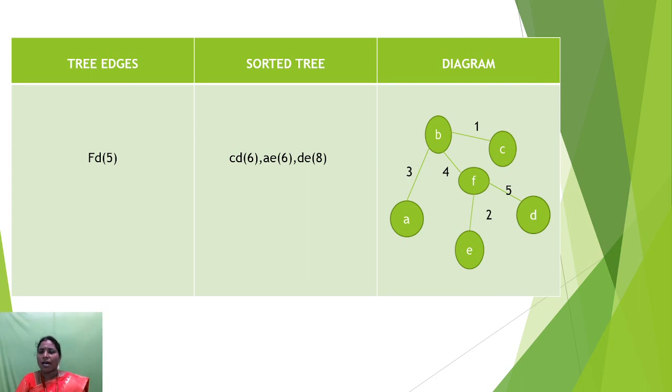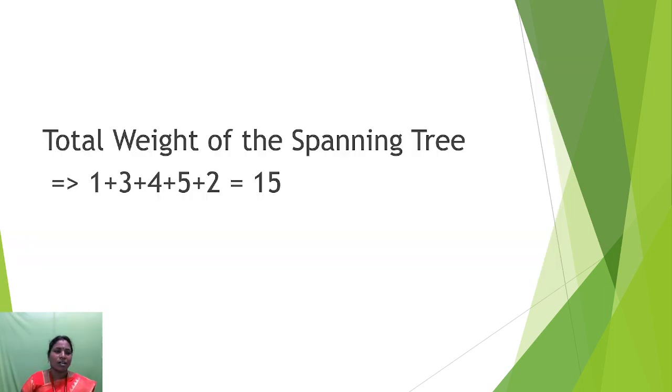Okay, so now I collect the weightages from this diagram. BC has a weightage of 1, AB has a weightage of 3, BF has a weightage of 4, DF has a weightage of 5, and EF has a weightage of 2. Now I choose all the weightages and add them together. The total weight of the spanning tree is 1 plus 3 plus 4 plus 5 plus 2. What will happen? 15. This is the total weightage.